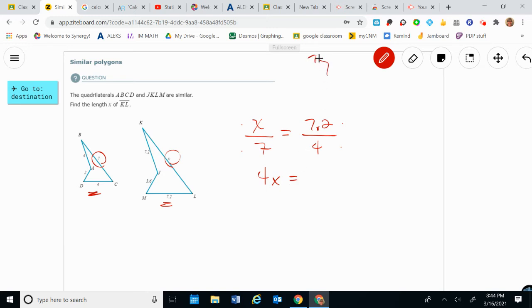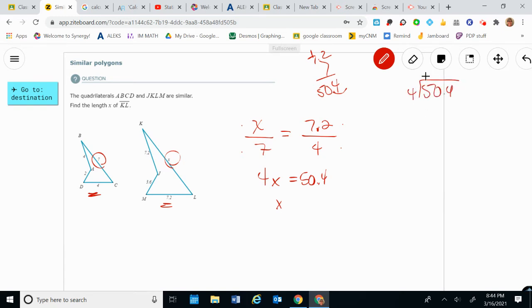7 times 7.2 is 14, 150. Move the decimal in, 50.4. Divide by 4. 50.4 divided by 4. I don't recommend that you do this all by hand, y'all, because you can just use a calculator. Goes in there once, goes in there twice, bring down the 6. Okay, 12.6. Okay, I'm going to erase this.